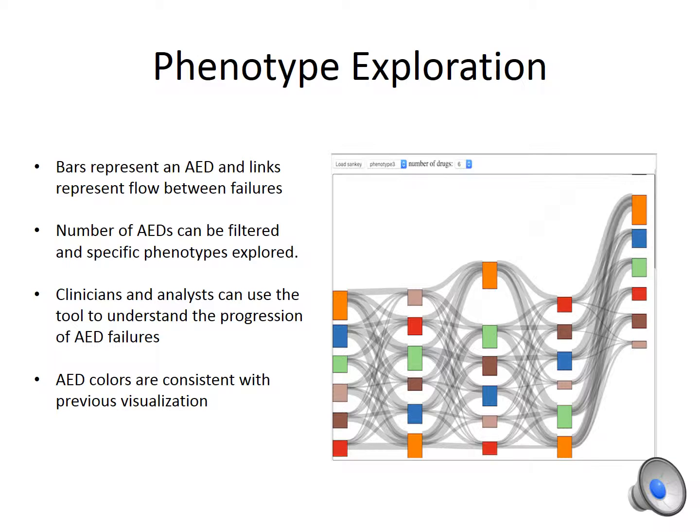The final visualization we have is the AED failure Sankey diagram. Each link between 2 nodes represents a failure or a switch from one AED to another. Again, like the previous diagram, this can be used to look at all phenotypes or very specific phenotypes. In addition, the number of drugs can be filtered to include the top n number of drugs. For example, what's shown here is the top 6 drugs. Clinicians can use this to understand what are common progressions for AEDs. The AED colors are consistent between this visualization and the previous page.